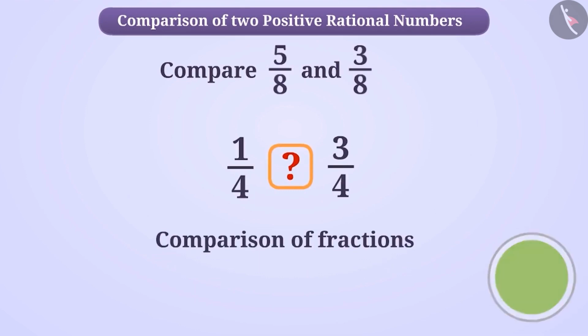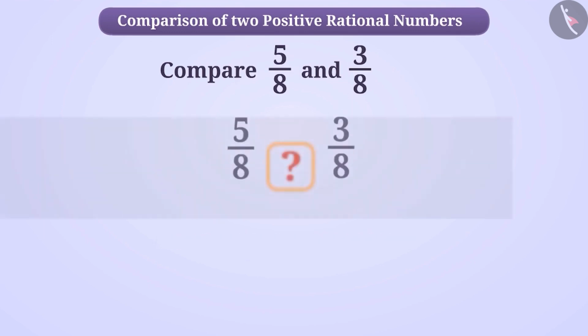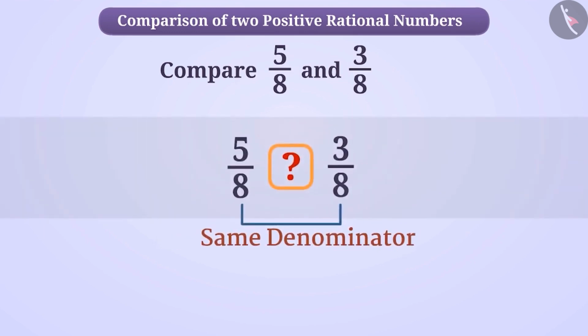For your information, the comparison of two positive rational numbers is done in the same way as the comparison of two fractions. That means, if the denominator of two rational numbers is the same, then the rational number having the greater numerator is greater. For example, both 5/8 and 3/8 have the same denominator, but the numerator of 5/8 is 5, which is greater than the numerator of 3/8, that is 3.